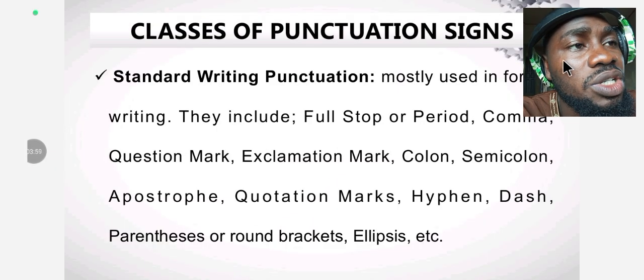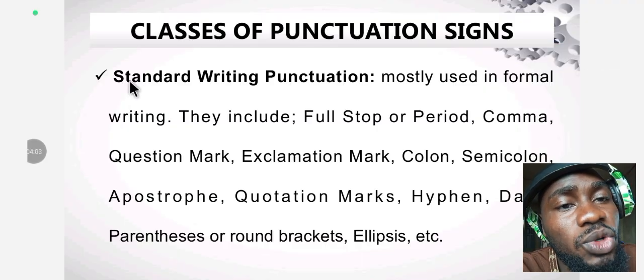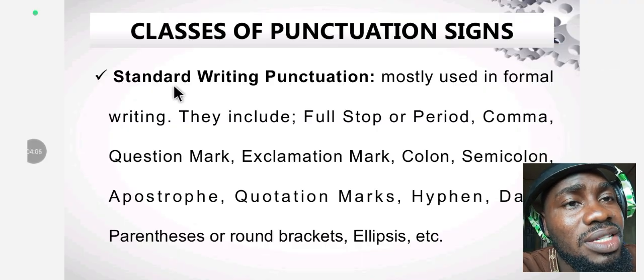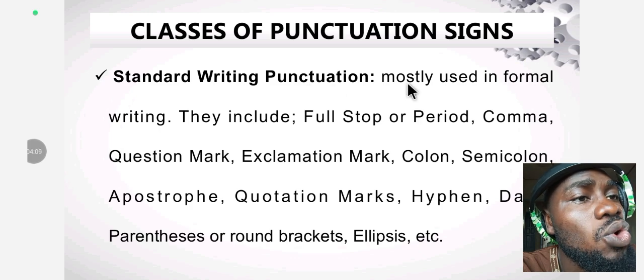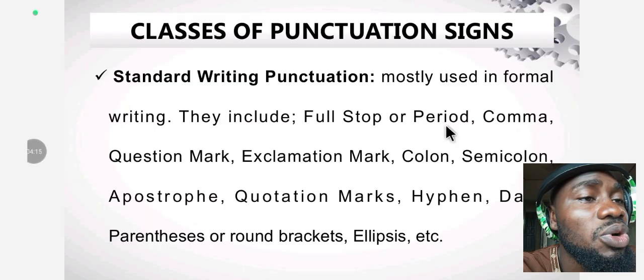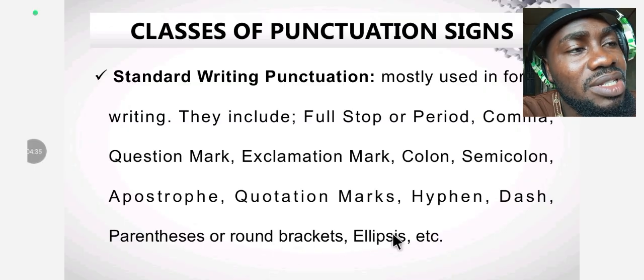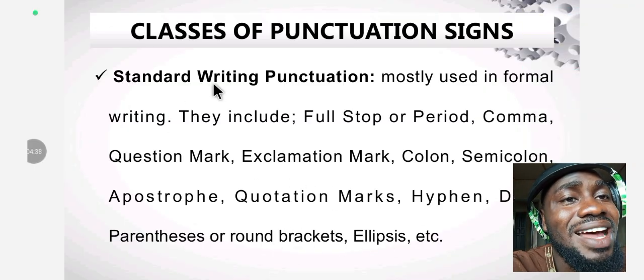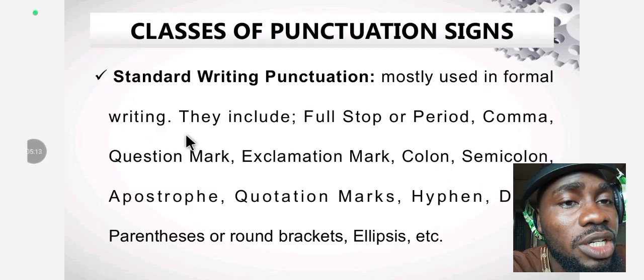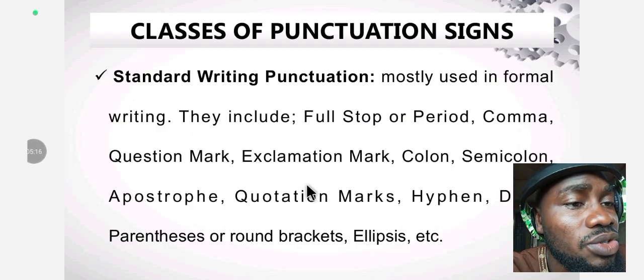Classes of punctuation signs. We have two classes of punctuation signs. The first one is the standard writing punctuation, mostly used in formal writing. They include full stop or period, comma, question mark, exclamation mark, colon, semicolon, apostrophe, quotation marks, hyphen, dash, parenthesis or round brackets, ellipsis, and so on. Just bear in mind that the standard writing punctuation marks include all the examples you find on your screen. Moving on to the next.